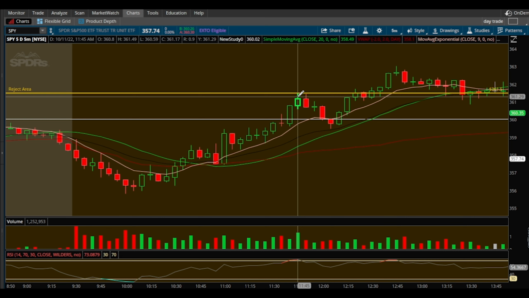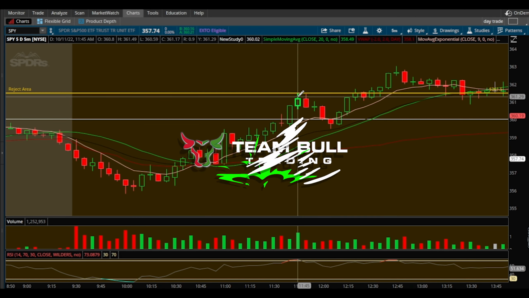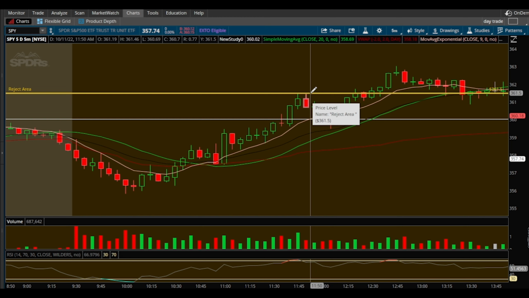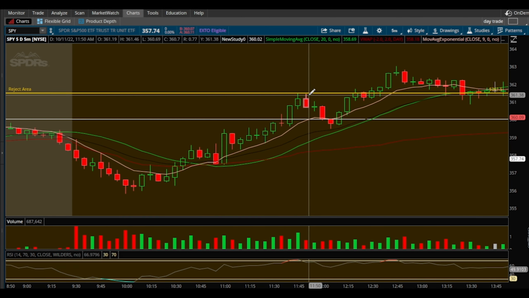For instance, your risk management has to be there in order to take this trade. 2-to-1 risk to reward is minimum on trades like this. Swing trades, you don't always get that. On day trade scalps, you do need minimum 2-to-1 risk to reward, preferably 3-to-1. If I had taken this trade, which like I said, some of the members did, they got in here.